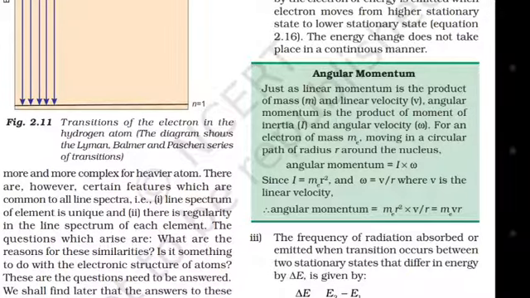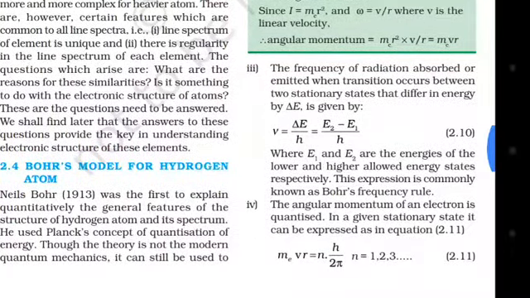Angular momentum: just as linear momentum is the product of mass and linear velocity v, angular momentum is the product of moment of inertia I and angular velocity omega. For an electron of mass me moving in a circular path of radius r around the nucleus, angular momentum is equal to I, the moment of inertia, into omega, the angular velocity. Since I is equal to me r squared and omega is equal to v by r, where v is the linear velocity, angular momentum is equal to me r squared into v by r, which is me v r. Third point, the frequency of radiation absorbed or emitted when transition occurs.